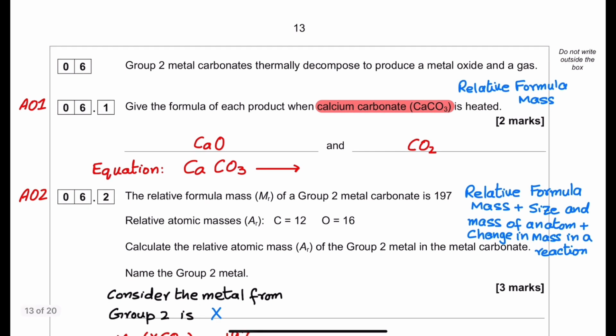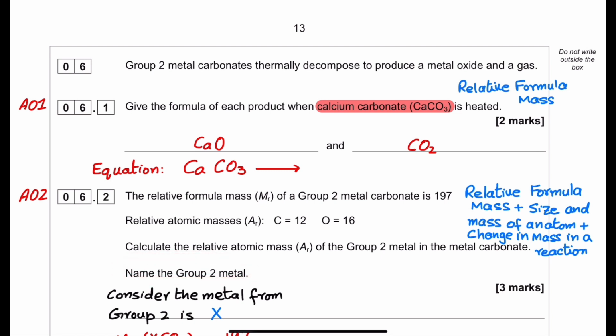Our next question is 6.2. It is an AO2 question. The relative formula mass Mr of a compound, a group 2 metal carbonate, is 197. The relative atomic masses of carbon and oxygen are given as 12 and 16 respectively. Calculate the relative atomic mass of the unknown group 2 metal in the metal carbonate. Name the group 2 element.